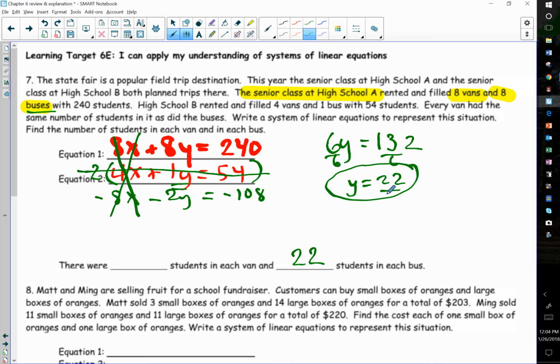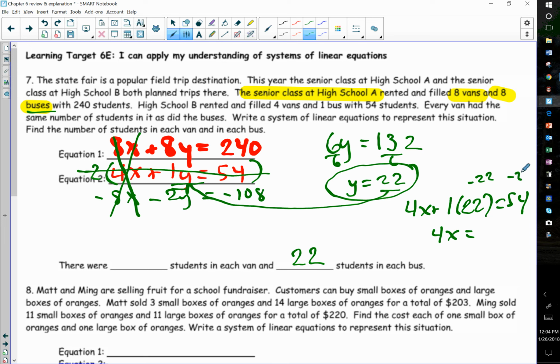And now I take that value of y, which is 22, and I can put it into this equation. 4x plus 1 times 22 equals 54. Subtract 22 from both sides. I get 4x equals 32. Divide by 4. X equals 8. 8 students in each van, 22 in each bus.